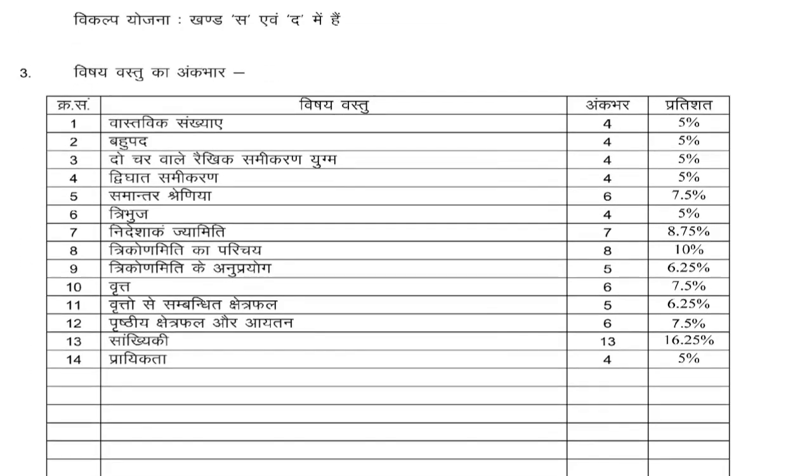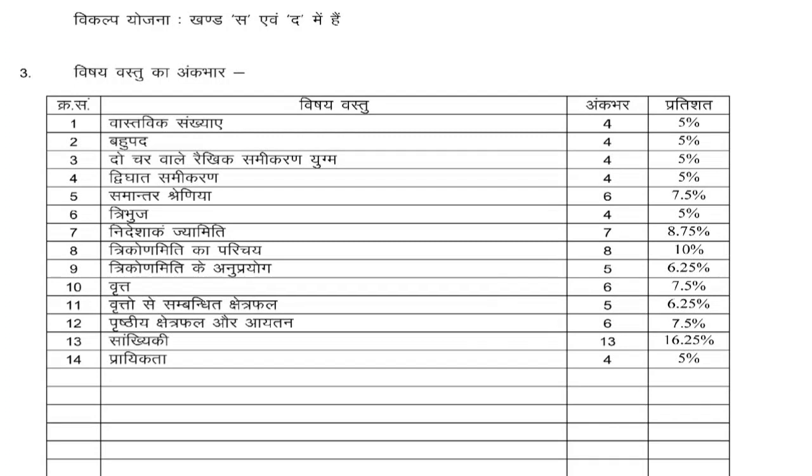There are 14 chapters. The first chapter is Real Numbers, which contains 4 marks. Second is Polynomials, which contains 4 marks. Third is Pair of Linear Equations in Two Variables, which also contains 4 marks. Fourth chapter is Quadratic Equations, which also contains 4 marks.